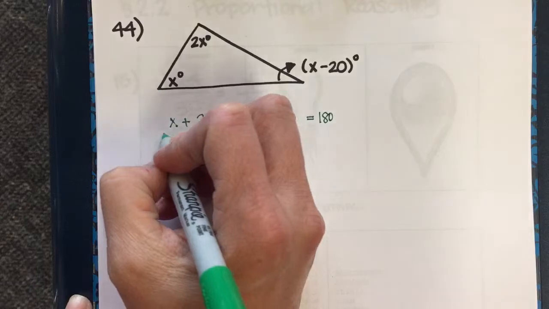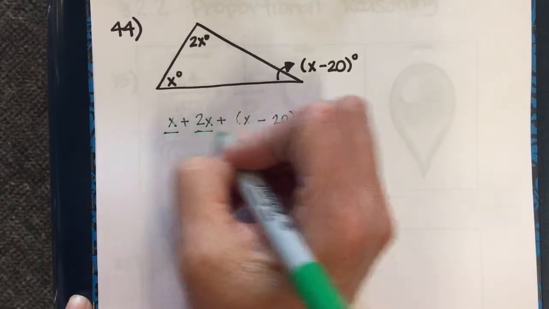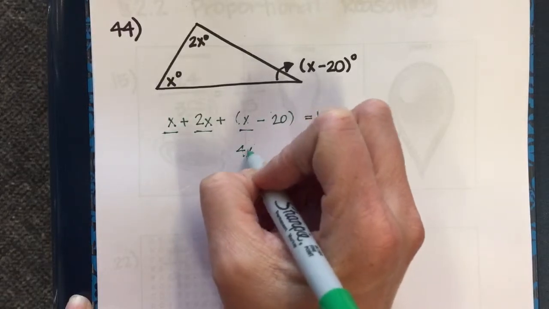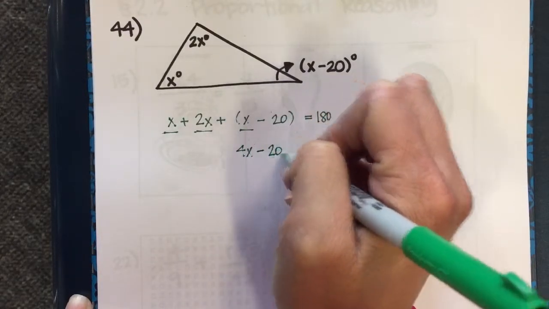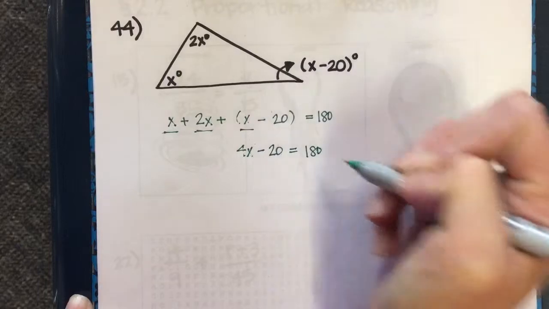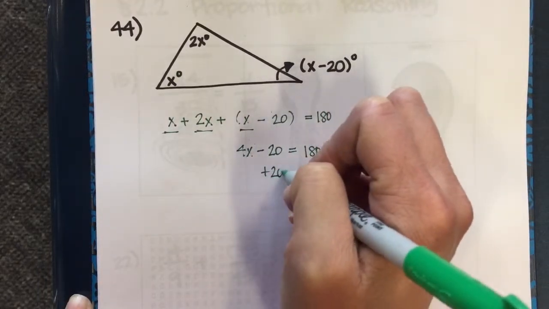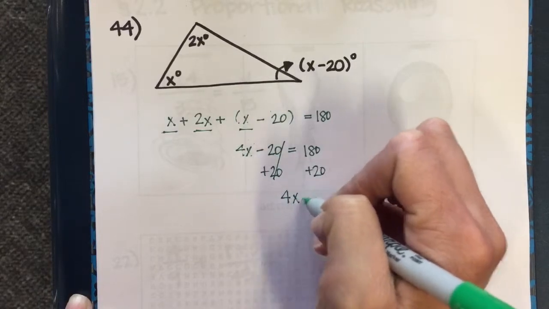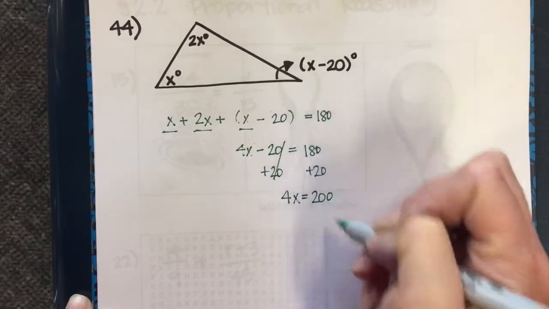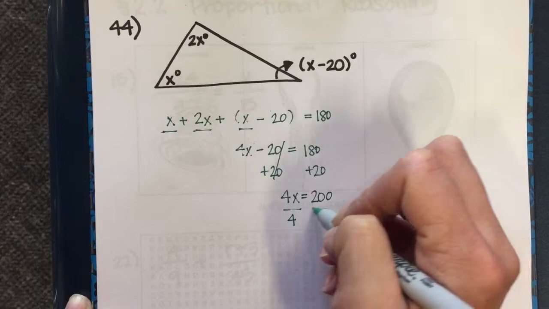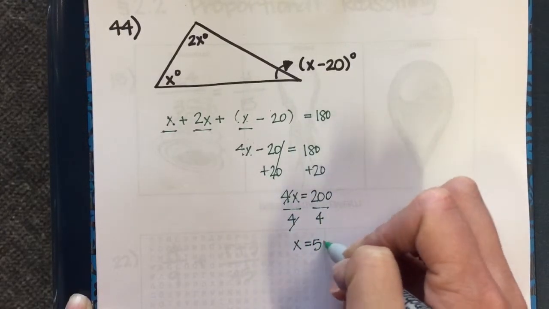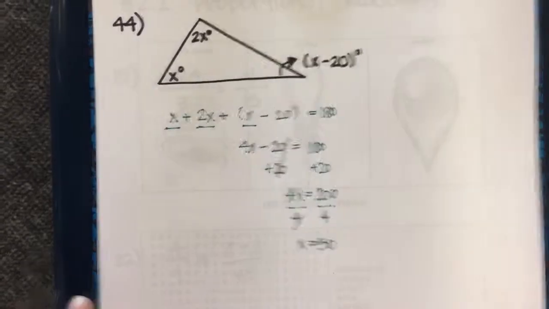So we can combine all the x's together. X plus 2x plus x is 4x. And then solve for x. And then divide by 4. So x is 50. Be careful you answer the question though on a test.